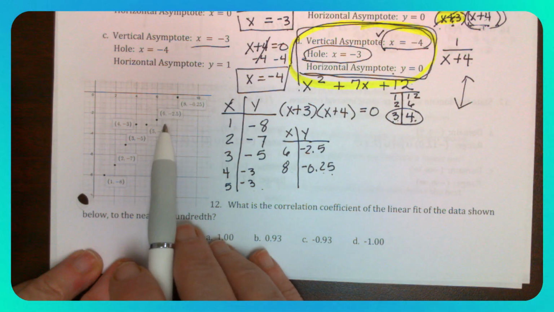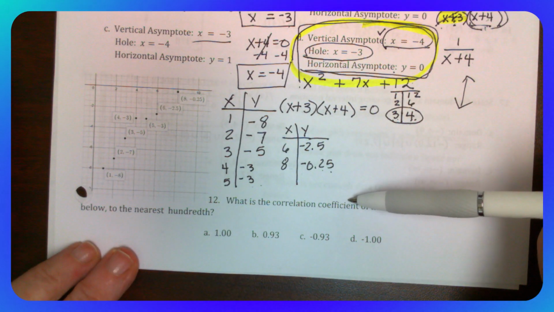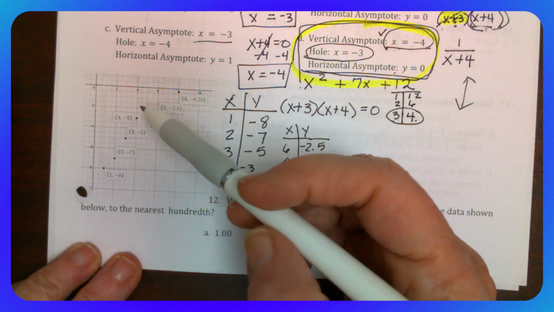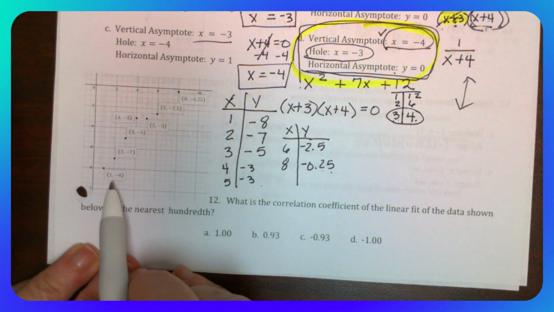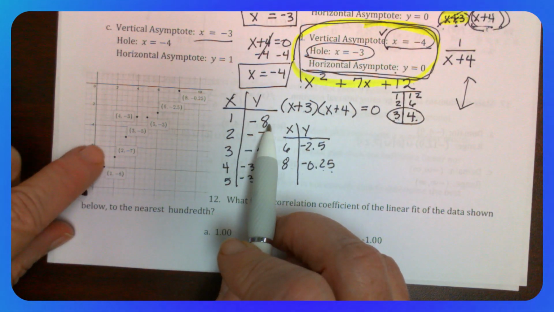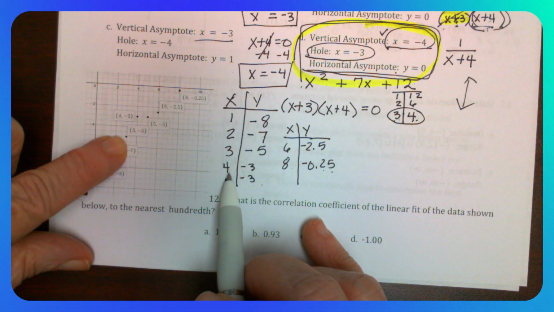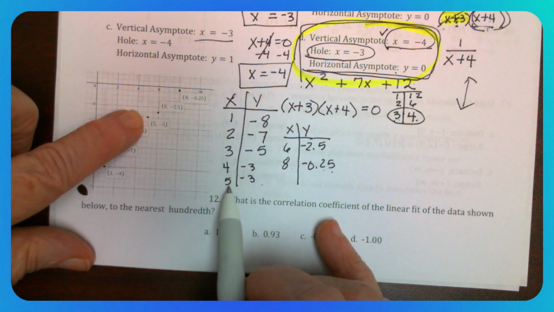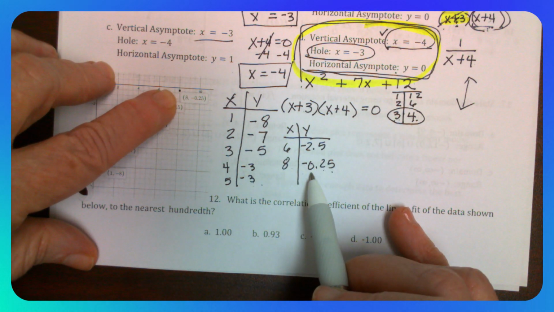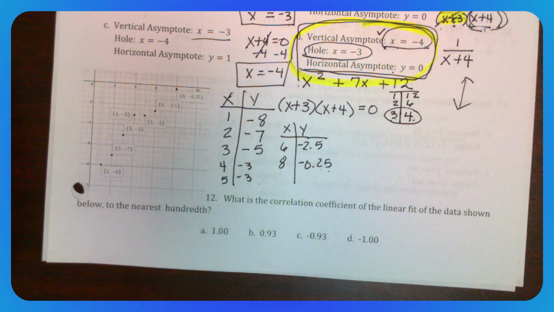For the next question, we're going to look at this graph and find the correlation coefficient. That means I need to make a table. So how do I make a table out of points? I'm going to start making an XY chart. I'm going to start with the lowest point, so my lowest coordinate is 1, -8. X is 1, Y is -8. So we're going to go across to 2, -7, 3, -5, 4, -3, 5, -3, 6, -2.5, and 8, -0.25.